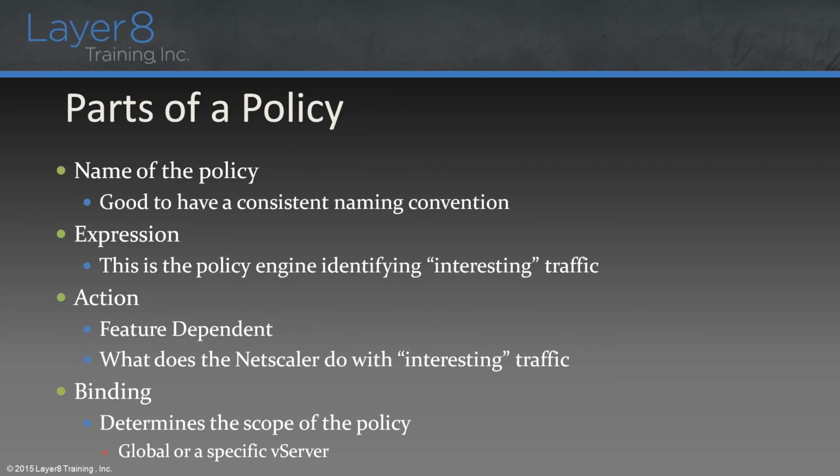And so what you're going to do is you're going to go in and bind this policy to have it take effect. And what that's going to do is it's going to affect the scope of the policy. So for instance, we can create a policy and we can bind it globally. What that means is it applies to all traffic coming into the NetScaler. Okay? So for instance, I said we could talk about iPhones.